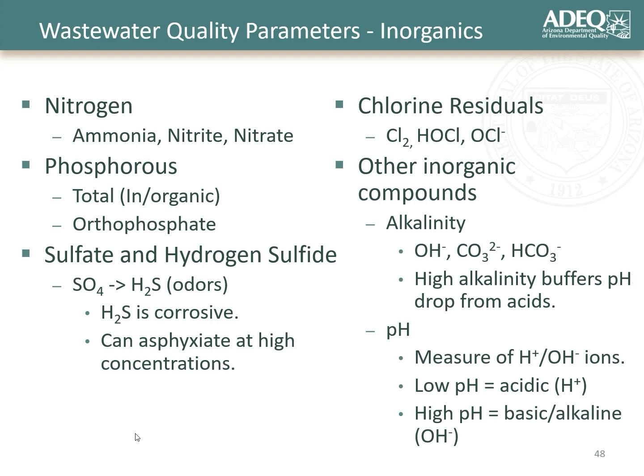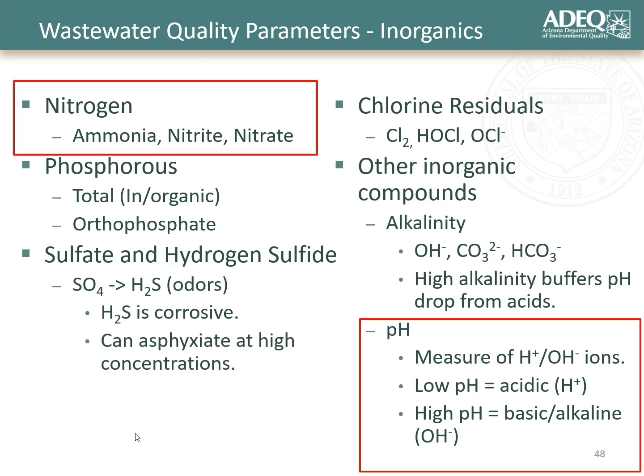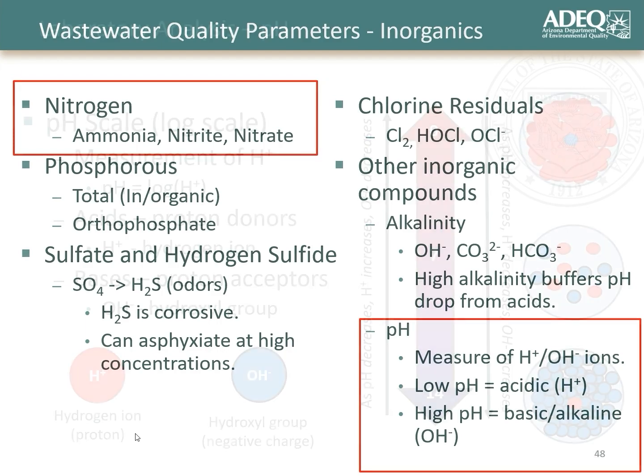Other inorganic compounds you typically measure include chlorine, your chlorine residuals, and we'll talk about that in later modules. Other important inorganic parameters include alkalinity, which we're going to talk about more specifically with nitrification in later modules, and also pH, which is a measure of how acidic or basic your samples are. For the next sections, we're going to be focusing on nitrogen and pH. As I said, later on we'll be talking a little more about alkalinity and chlorine residuals.